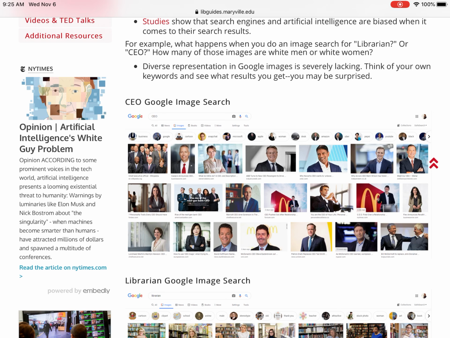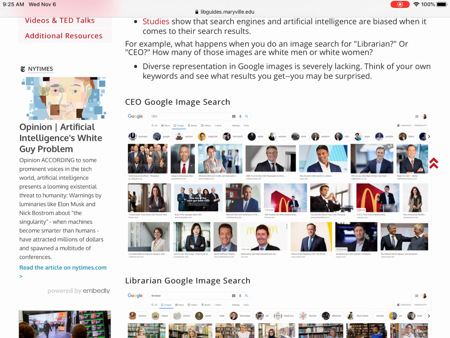Some other ones that I've done include looking at doctors. Are we seeing diverse doctors in image searching? Are we seeing diverse architects? Are we seeing diverse firefighters, for instance? That's another interesting one. It's also interesting looking at the comparison between men and women.